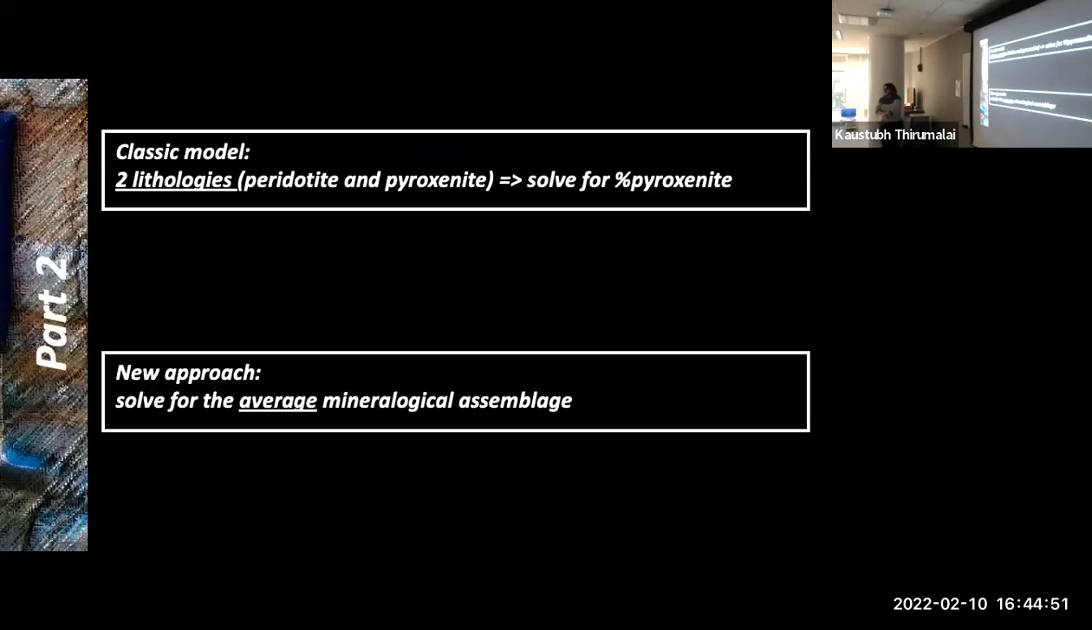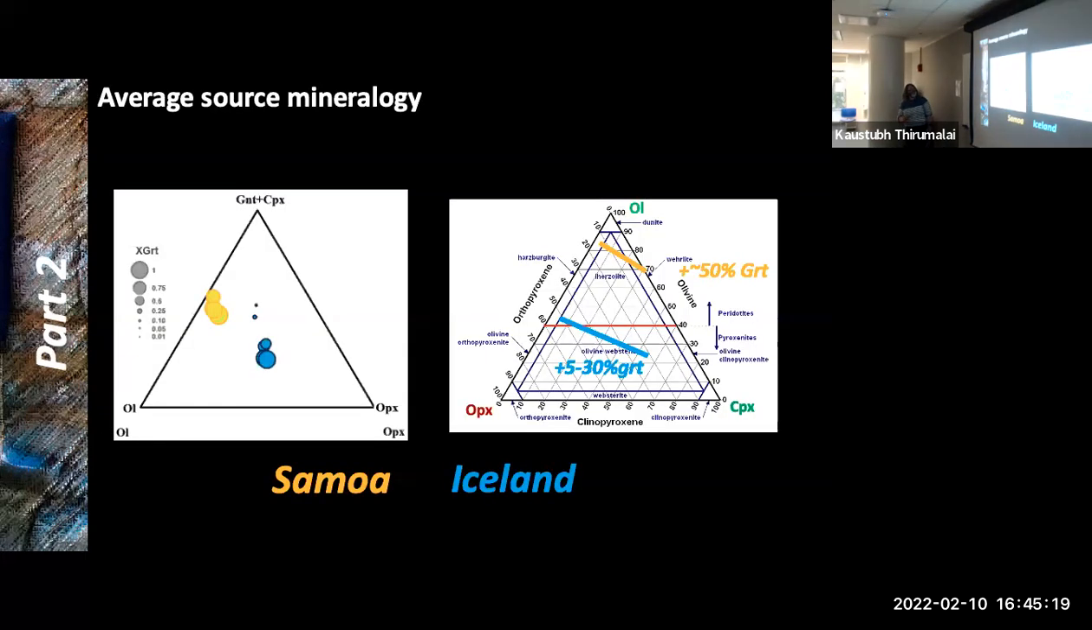Okay, so just to remind you, what we did is we actually calculated the average mineralogical assemblage. But in reality, what people want to know is how much pyroxenite you have in your mantle, because this is what has geodynamical application. What we suggest is our approach could become a first-step approach for this classical model of a lithological mantle. Because when you look at what we have done, it is clear now that it will not make sense to choose the exact same two lithologies to actually model the melting of the mantle beneath Iceland and the melting beneath Samoa.